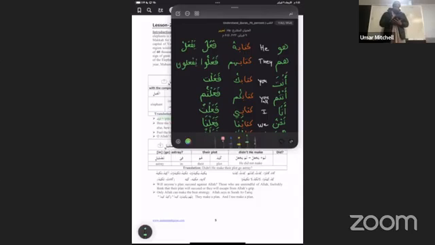That makes it present tense, from they did to they are doing. Yaf'aluna. Then we have fa'alta, which is what? Taf'alu. Then we have fa'altum. Taf'aluna. Then we have fa'altu.